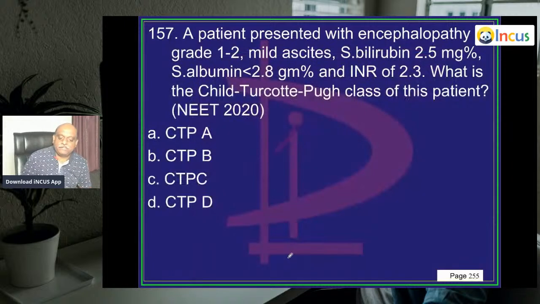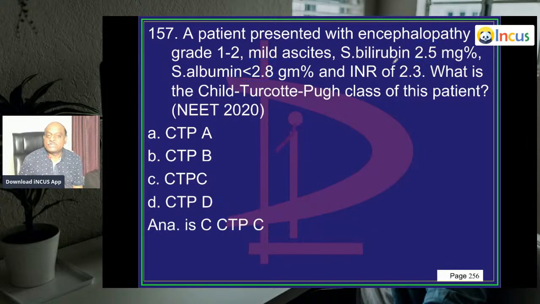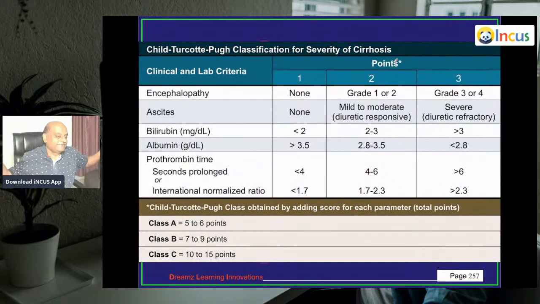That is very important. A patient presents with encephalopathy grade 1 and 2, mild ascites, serum bilirubin 2.5, serum albumin less than 2.8, INR 2.3. Now the Child-Turcotte-Pugh classification. Oh my god. So one more batti marne wala item.